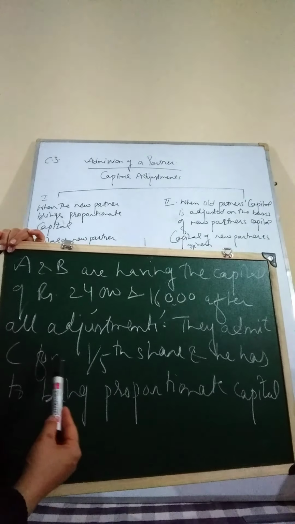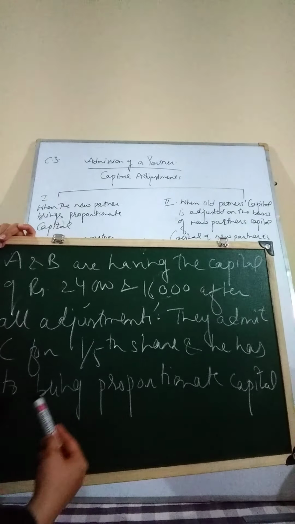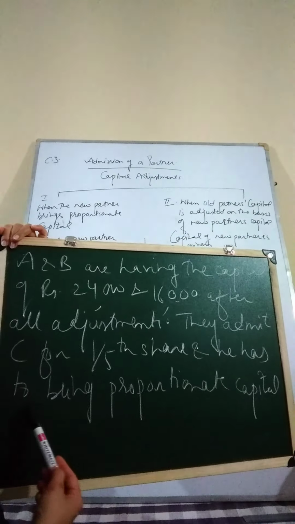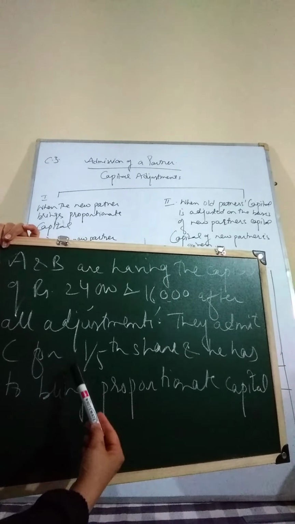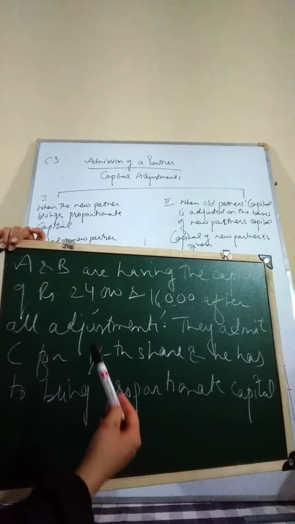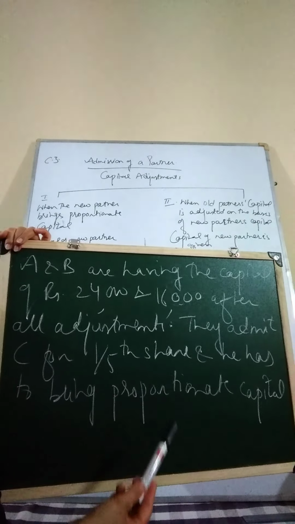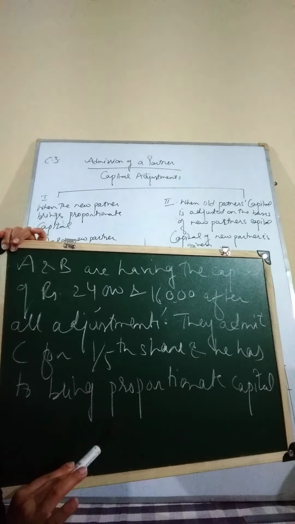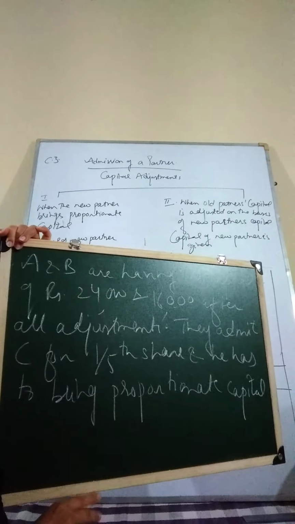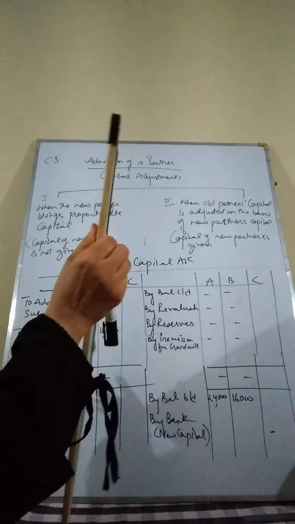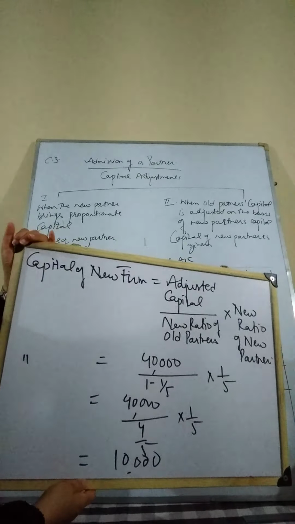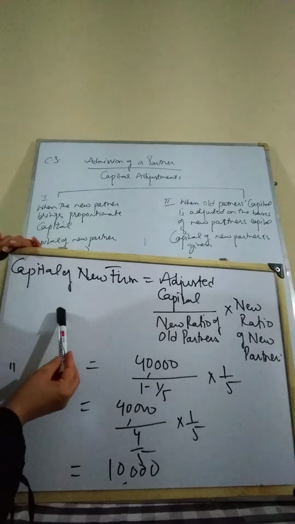They admit C for 1/5 share, and he has to bring proportionate capital. Now the question is very clear that C has been admitted for 1/5 share and his capital has to be proportionate. His capital is not given. This is the first capital adjustment. Let us take a look at how we are going to calculate the capital of the new partner. So here is the formula.